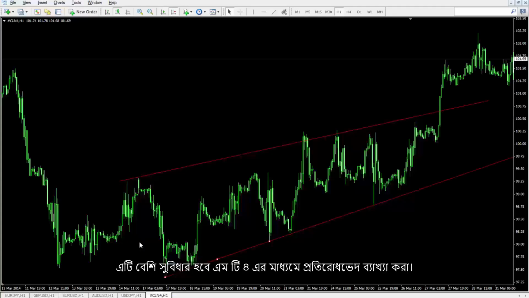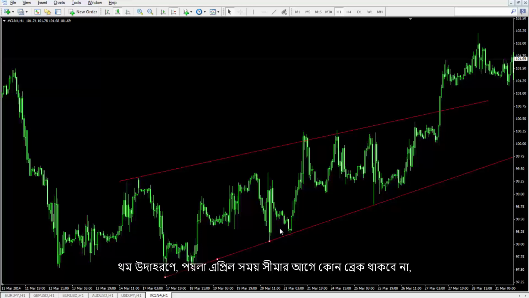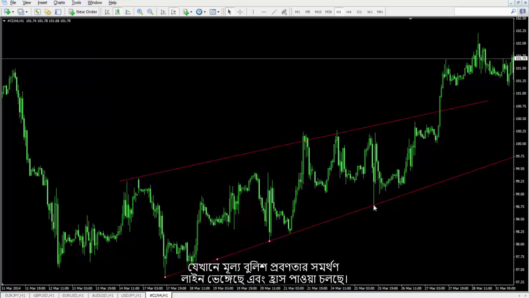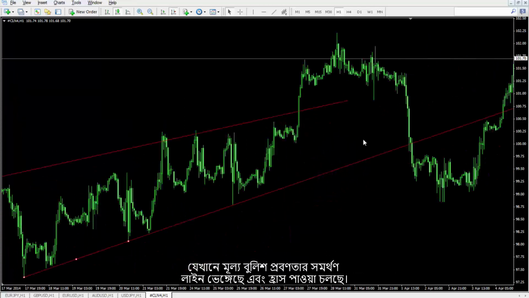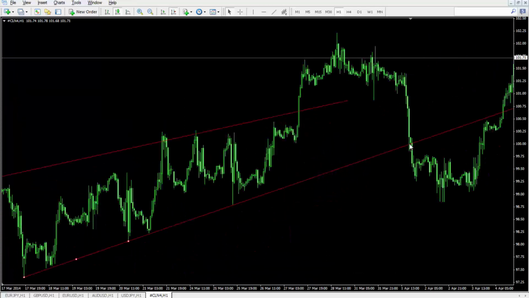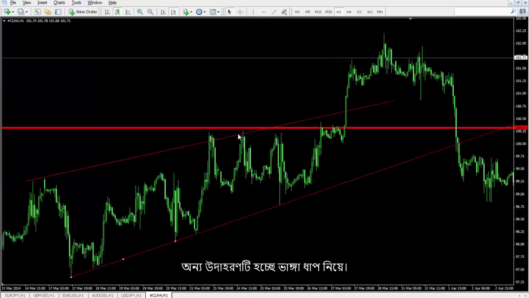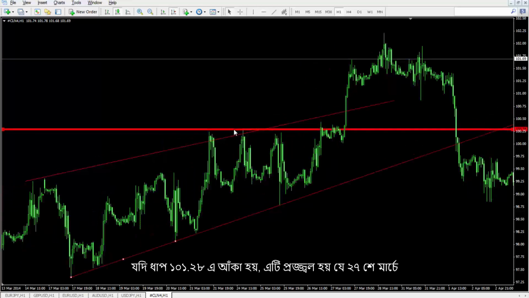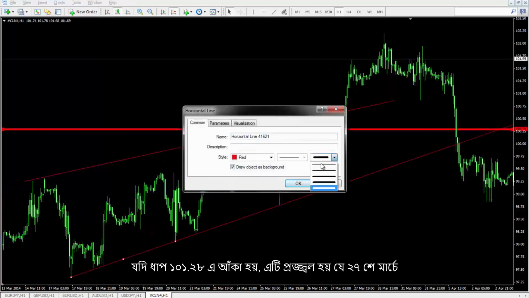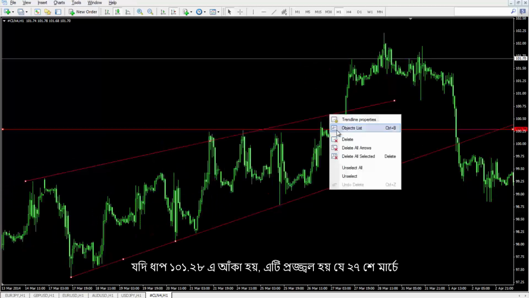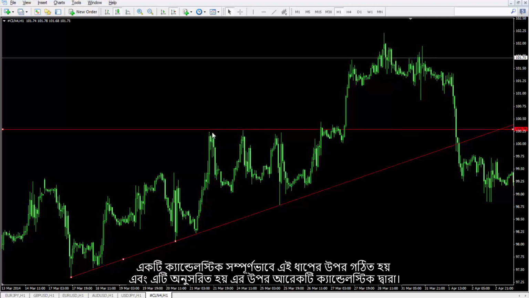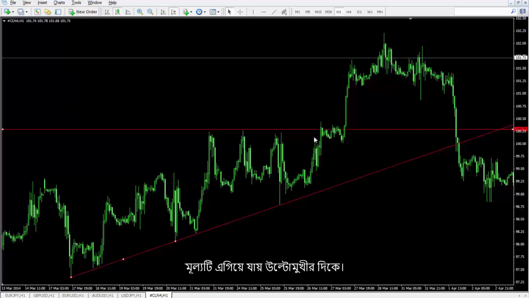It would be more advantageous to explain breakthrough on the MetaTrader 4 platform. In the first example, there would be no break until the time frame of the 1st of April, where price has broken a support line of a bullish trend and decline has continued. The other example is about a broken level. If the level is drawn on 101.28, it is vivid that on the 27th of March a candlestick is completely formed over this level and it is followed by another candlestick above it. Price has proceeded towards an upside.